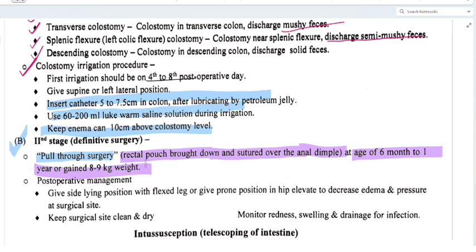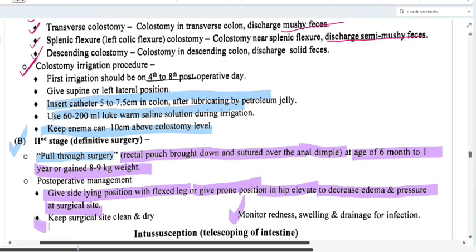Now post-operative management में क्या है, give sideline position with flexed leg and give prone position with hip elevated to decrease edema and pressure at surgical site. हम अगर sideline position दे रहे हैं और leg flex कर देते हैं, नहीं तो prone position देते हैं with hip elevated to decrease the edema and pressure at surgical site. Then we have to keep the surgical site clean and dry. We have to monitor for redness, swelling and drainage for infection. Okay. Continuous assessment is needed. If मान लो अगर पेशेंट का ये सब चीज दिख रहा है तो we have to monitor that.